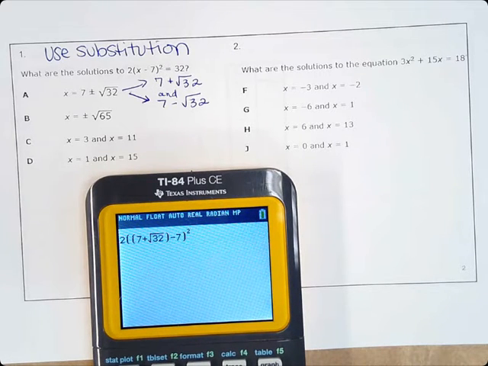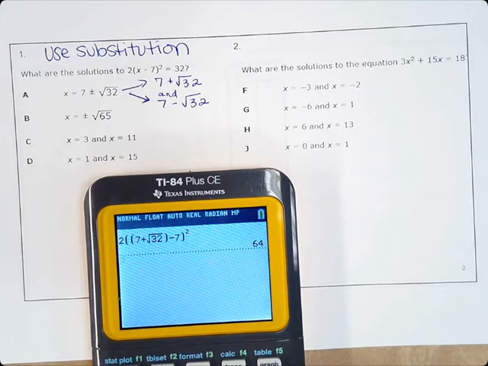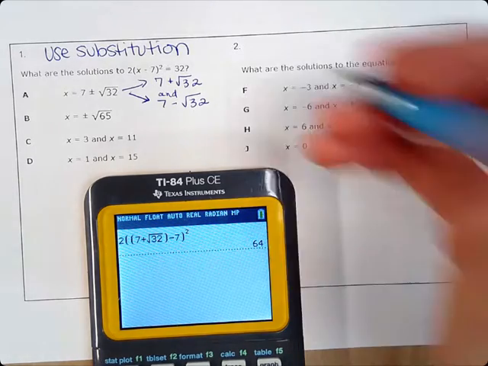Y'all check each other at your table. Show each other what you put in. Make sure you all put it in correctly. If you didn't, y'all help each other. And it equals 64.